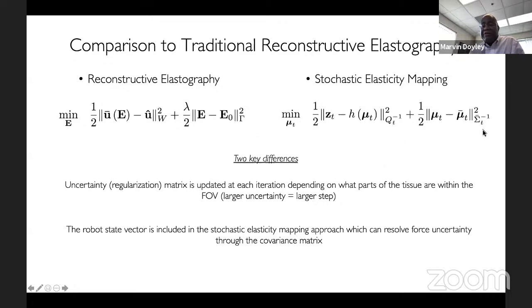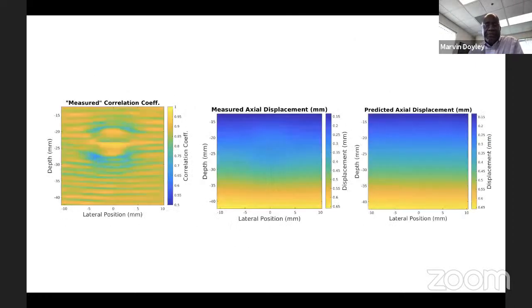In terms of variability, the covariance matrix is going to take into account variability in our displacement, and variability in our ability to measure forces. And so it's both our ability to measure the mechanical properties and also our ability to measure the forces using the robot. All right.